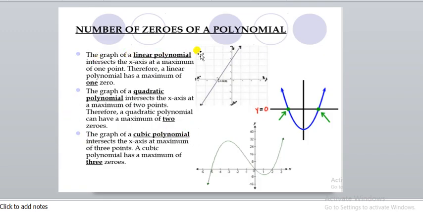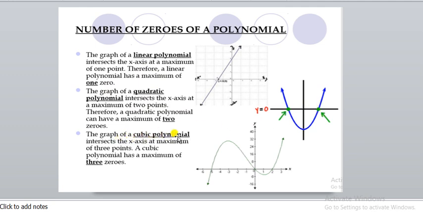The graph of a linear polynomial intersects the x-axis at a maximum of 1 point. Whenever we plot a linear polynomial on the graph, it intersects the x-axis at only a maximum of 1 point. Therefore, a linear polynomial has a maximum of 1 zero. Now, the graph of a quadratic polynomial intersects the x-axis at a maximum of 2 points. So it will have 2 zeros, meaning 2 solutions for which the polynomial will have 0 value.